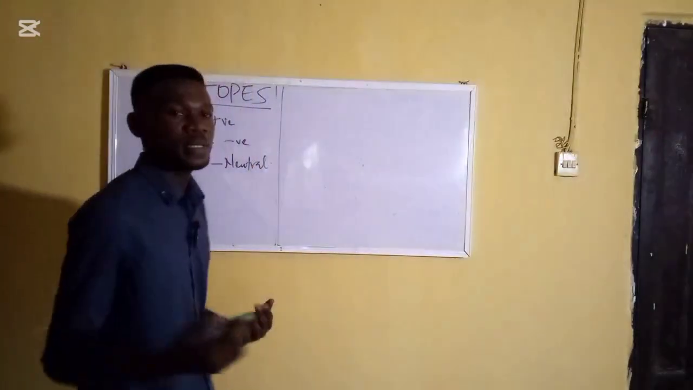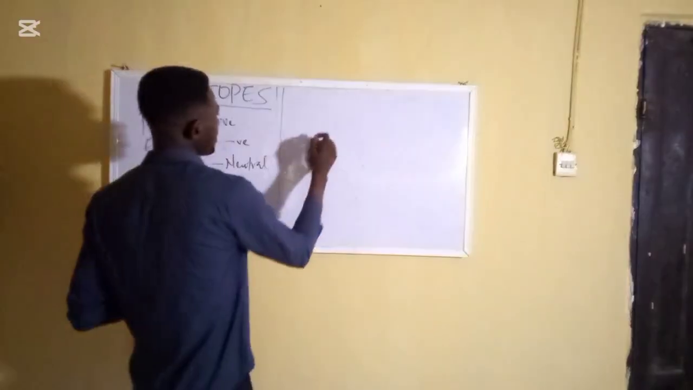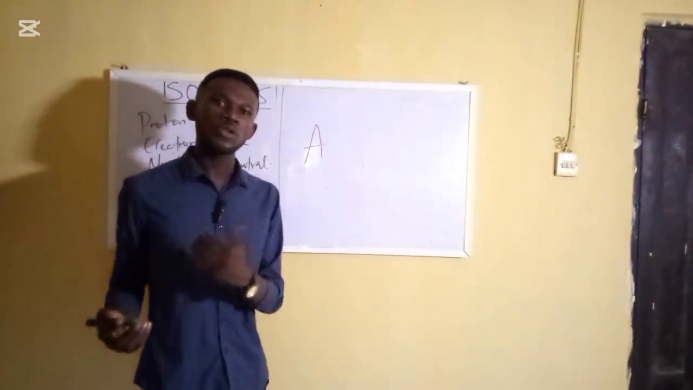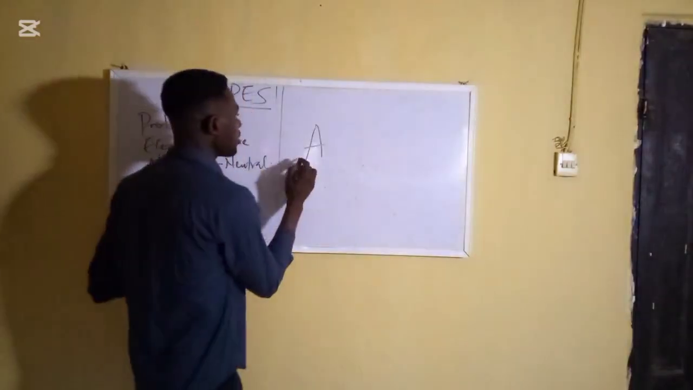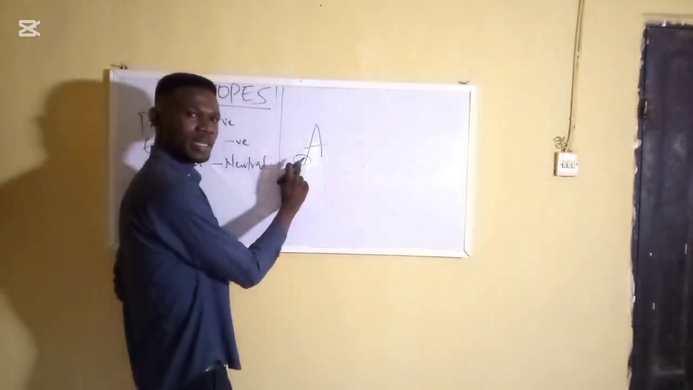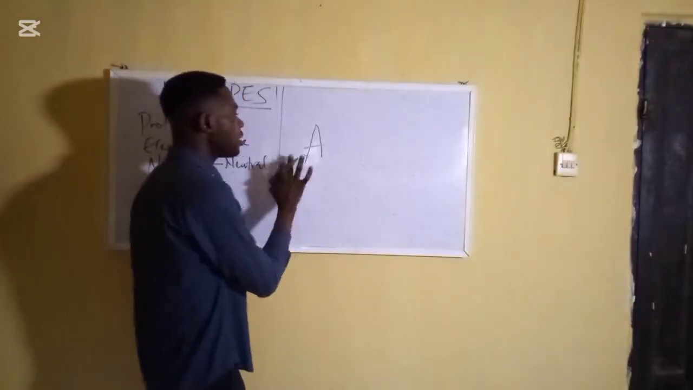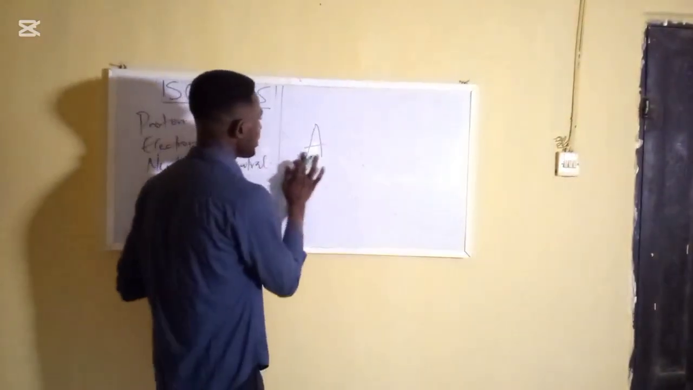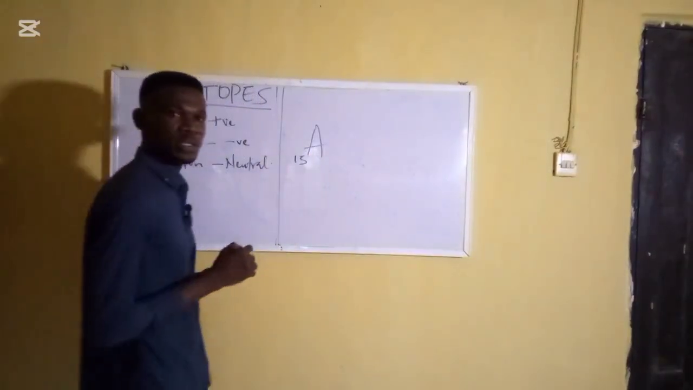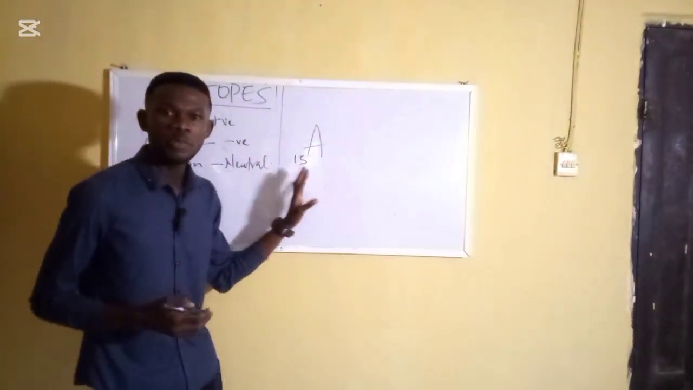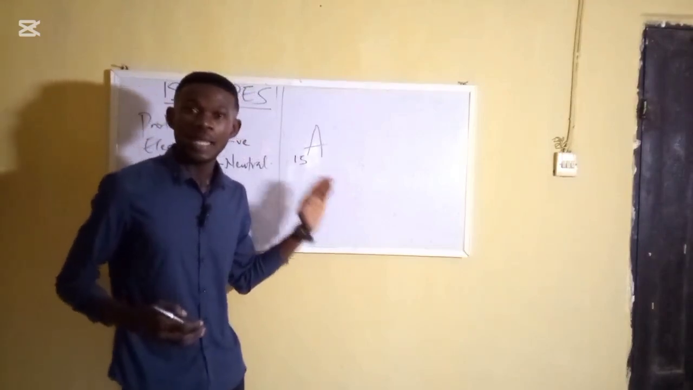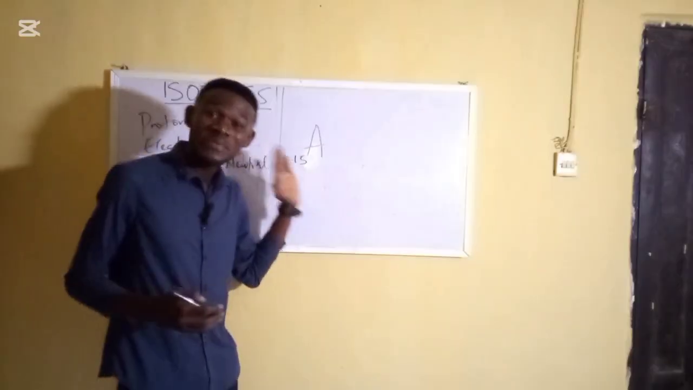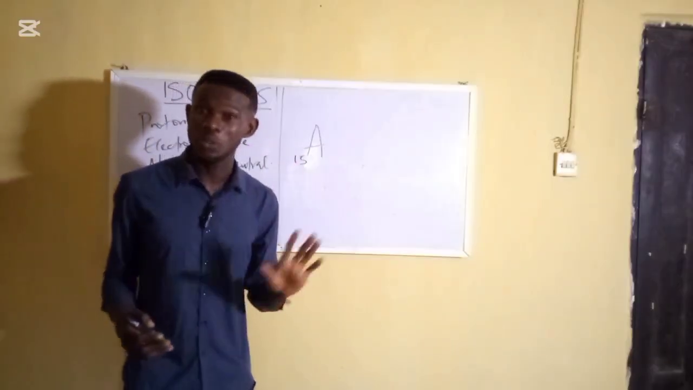Now, how do we represent atomic numbers? The atomic number of an element is written as a subscript. What do we call a subscript? The subscript is the small number we write towards the bottom. So if you see an element A represented with the number 15 as a subscript, please bear in mind that it is telling you that this element A has an atomic number of 15. That means it has 15 protons present in it.